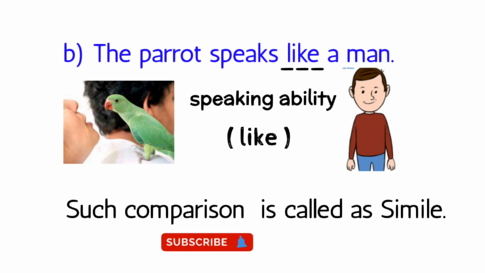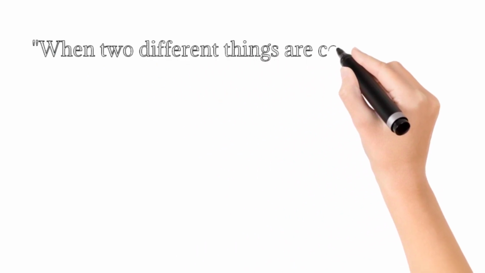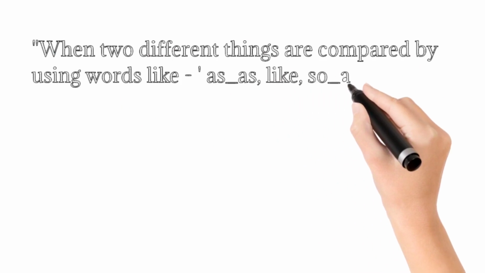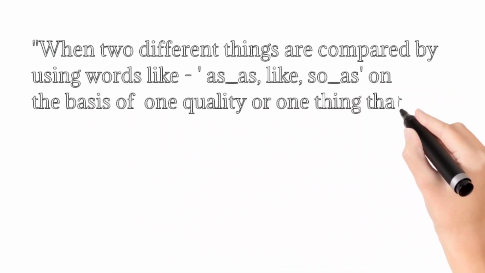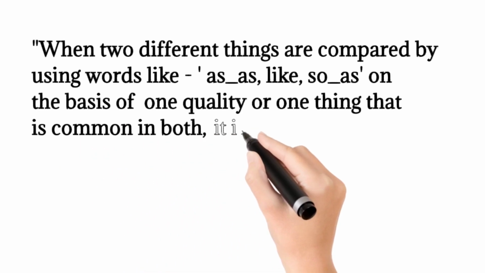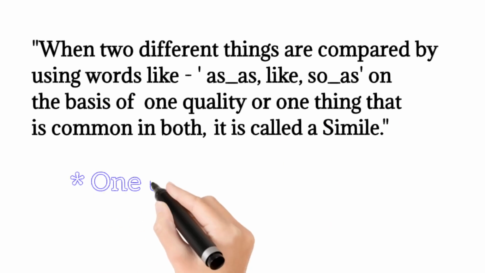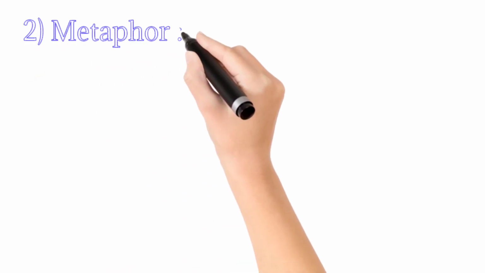Now for better understanding, let's try to define simile. When two different things are compared by using words like as, like, so as, on the basis of one quality or one thing that is common in both, it is called a simile. Remember, in simile, it is stated that one thing is like another. Now, let's see the next type of figure of speech, metaphor.